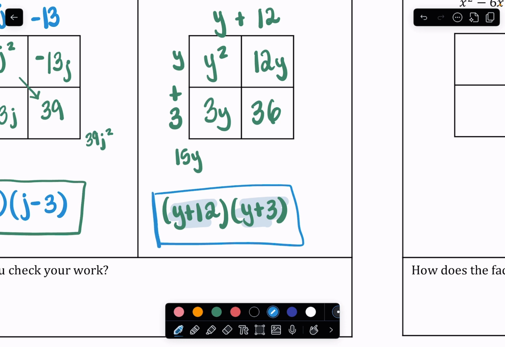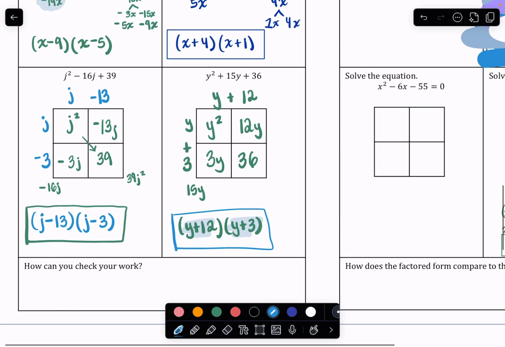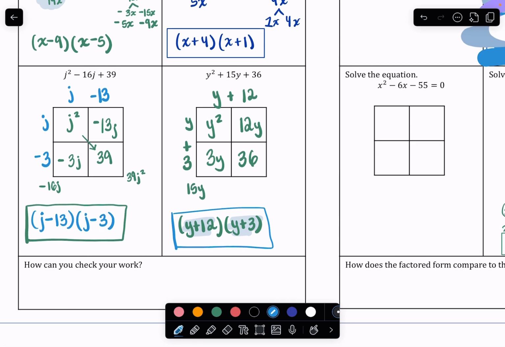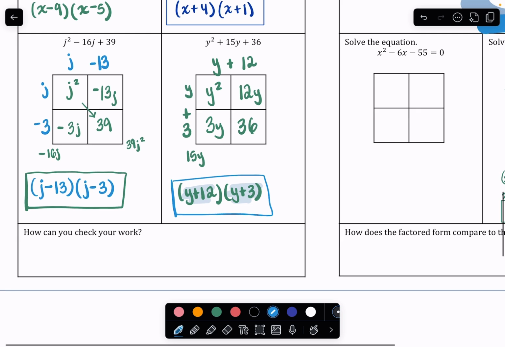Now, it's always important to check your work. So I want you to pause and think for a minute. How can you check your work? I'm even fine if you turn and talk and share with your neighbor. I want to know how you think the best way to check your work would be. Okay, I hope you guys had some good conversation. The best way to check your work is you can multiply.